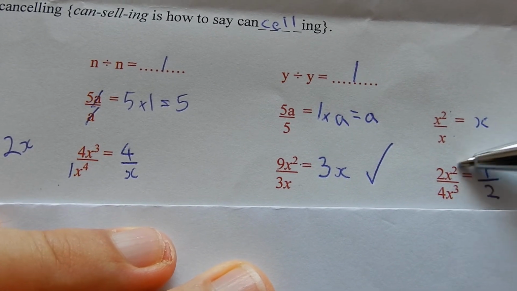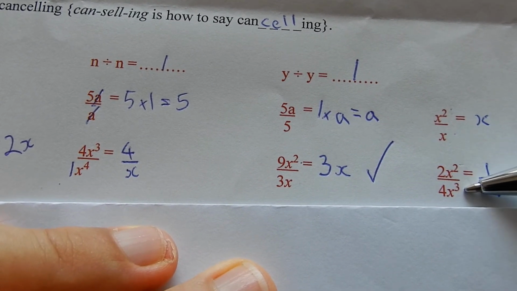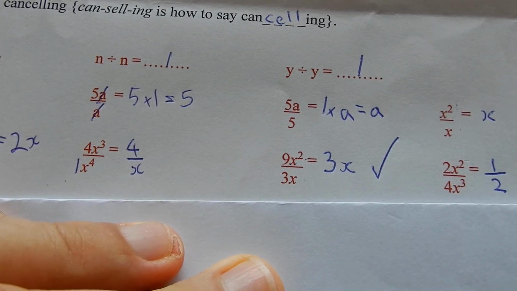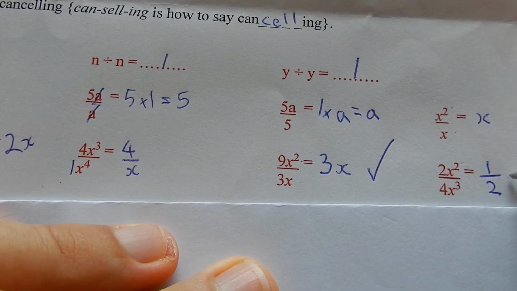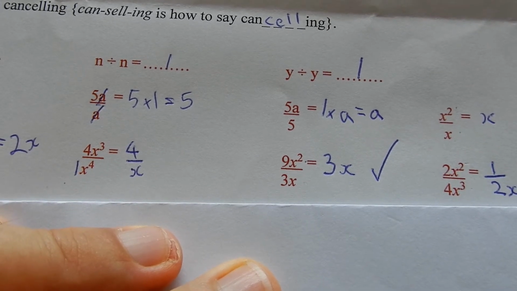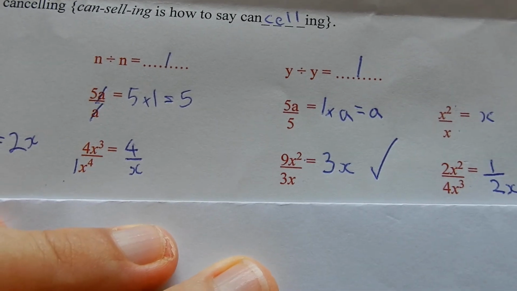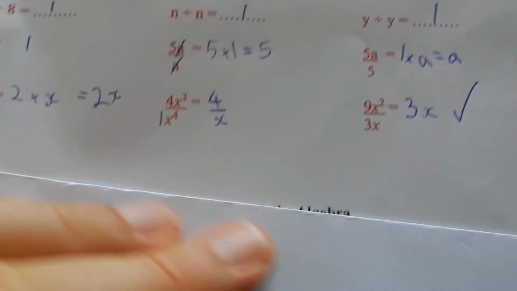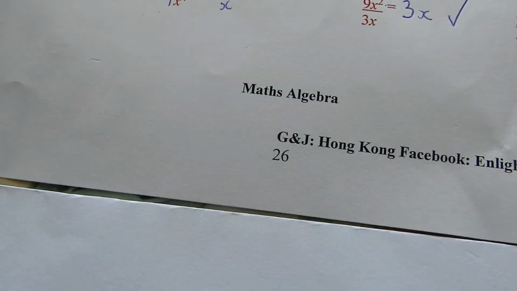Now, with the letters, you've got x times x divided by x times x times x. There's 1 more x on the bottom. There's going to end up 1 more x on the bottom as well. There we go. That's your answer. Tick! Any more? Oh no, that's the end.